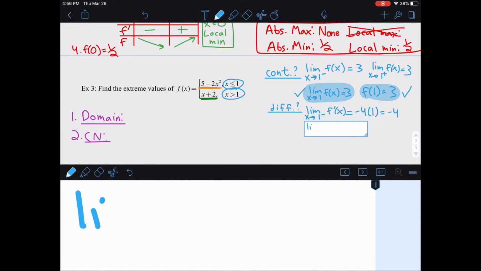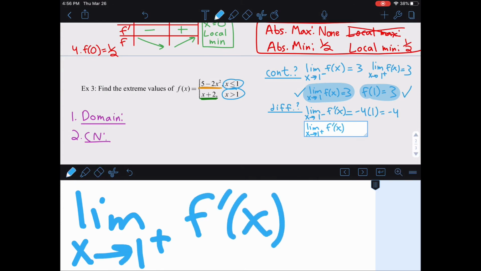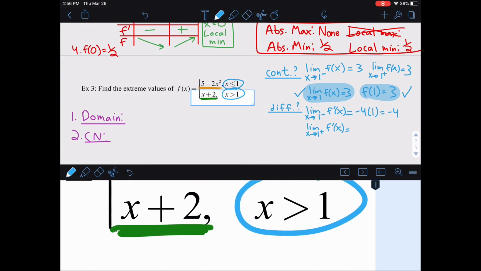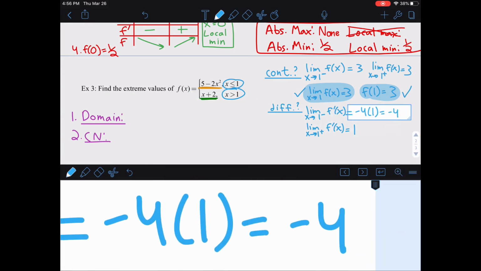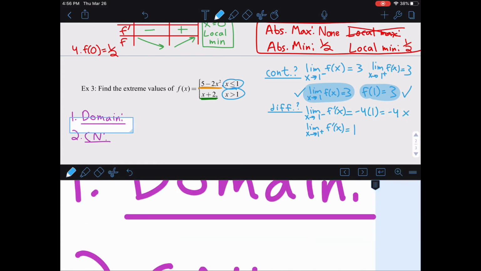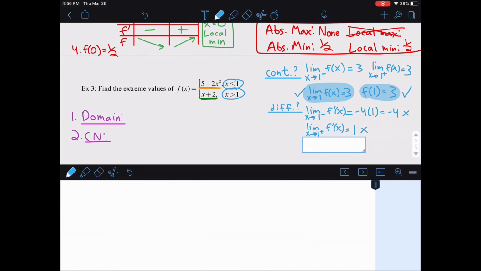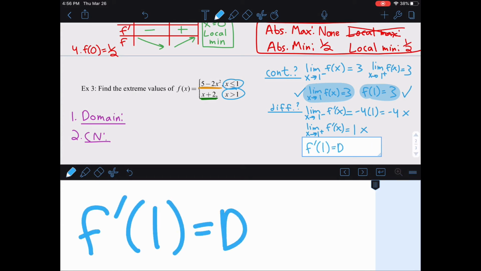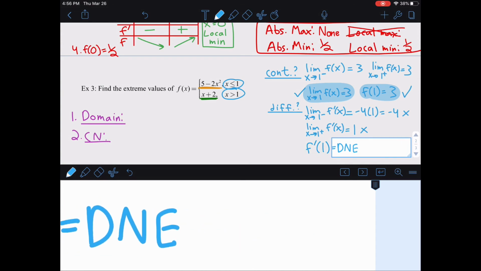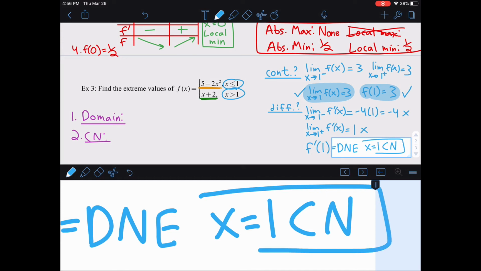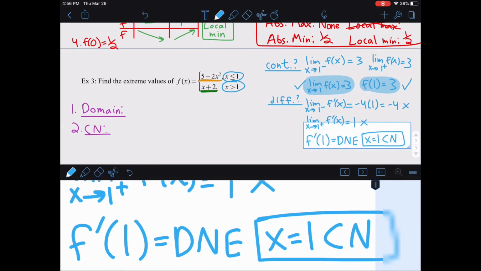And now let's check the slope from the right. Limit as x approaches 1 from the right of f prime of x. So the derivative of x plus 2 is just 1. And now these two are not the same. Uh-oh. But this is actually going to be good news for us, because this means f prime of 1 does not exist. And that means that x equals 1 is a critical number. Okay, so this is going to matter.